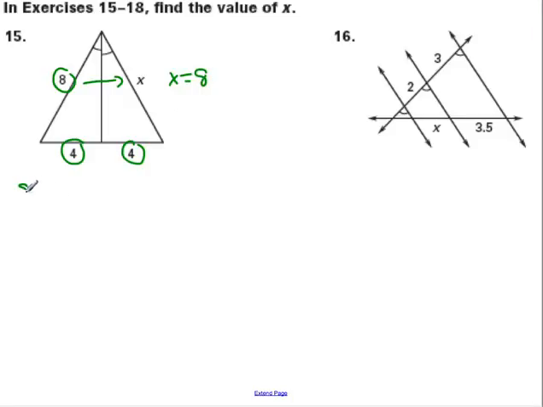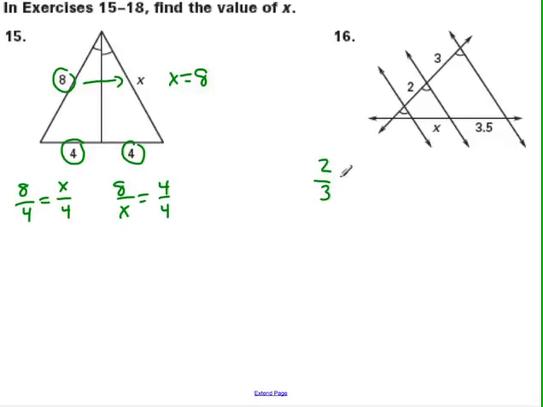Let's explore some of the ways we could set this up. We could say 8 over 4 equals x over 4. So it's just saying 8 over 4 equals x over 4. We could also set this up saying 8 over x equals 4 over 4 and solve it from there. Or generally speaking, we could honestly just look at this and figure out that it's what it is.